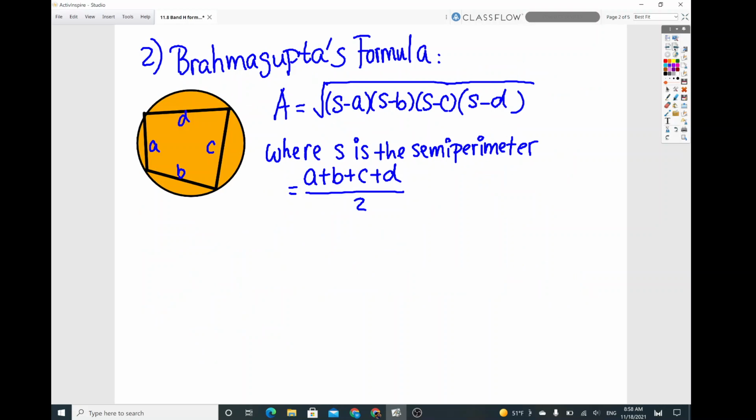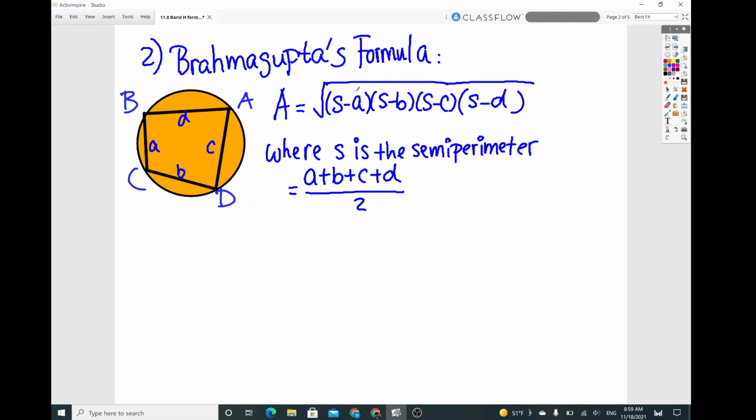And then Brahmagupta's formula: it's the area of the inscribed quadrilateral inside a circle. So it's bounded by those vertices. Starting with point A, and then over here point B, point C, and then point D. So this one is bounded by all those vertices, quadrilateral ABCD.